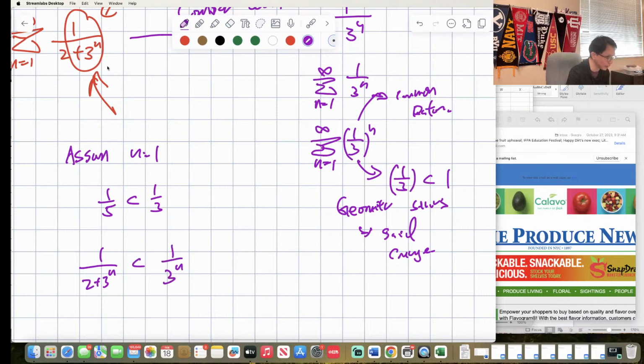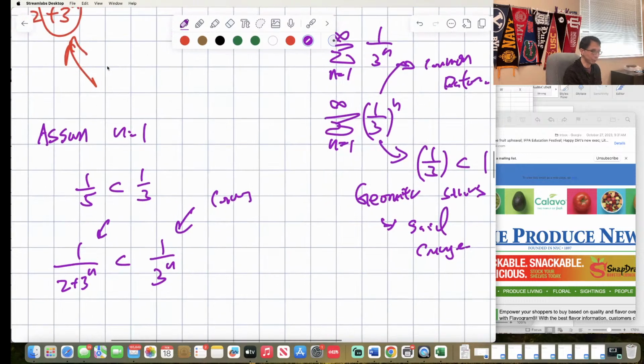Why does that matter? Because this one already converges and this one is less than a convergent series, so it has to converge according to the direct comparison test. Ethan, does that make sense? You said it wrong at first. Yeah, I think I confused myself in talking. Because if you think about it, when the denominator is bigger, the fraction is actually lesser. Does that make sense?